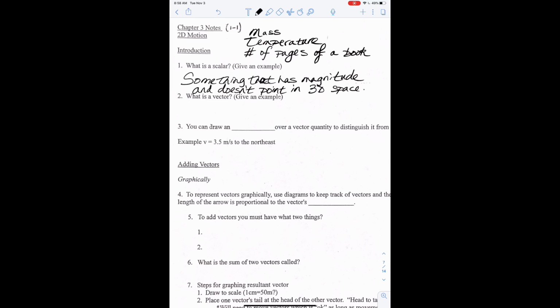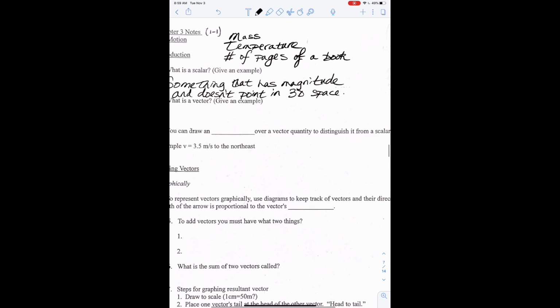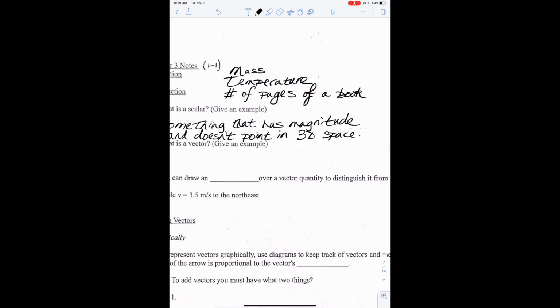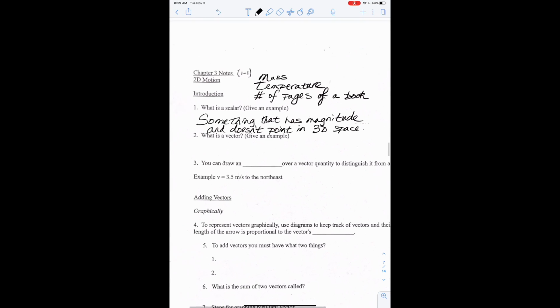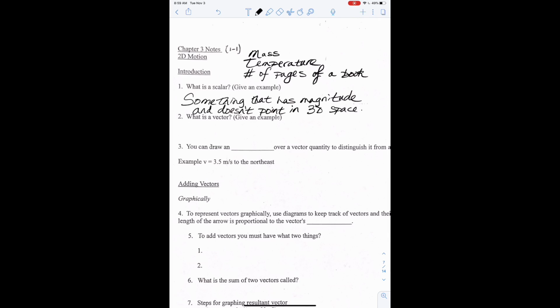So temperature has a direction, right? But let me fix that word. Temperature has a direction, right? But it doesn't point in three-dimensional space. So you can have positive or negative temperature, but it doesn't point. You would never say 40 degrees Fahrenheit to the east, right? That wouldn't make sense. So when something just has an amount, it's a scalar, and it doesn't have a direction.